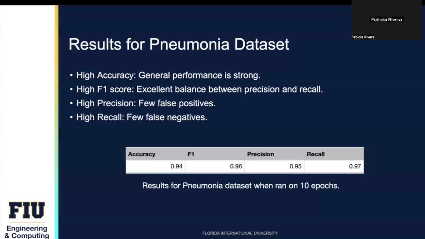Recall is 0.97, indicating that 97% of actual pneumonia cases were correctly identified by our model. High recall is essential to catch as many true cases as possible, ensuring timely medical intervention for those infected. Overall, these results show that our model is highly effective at diagnosing pneumonia, with excellent performance across all key metrics. This level of accuracy, precision, and recall means that our model can be a reliable tool for supporting healthcare professionals in identifying pneumonia cases, ultimately improving patient outcomes.